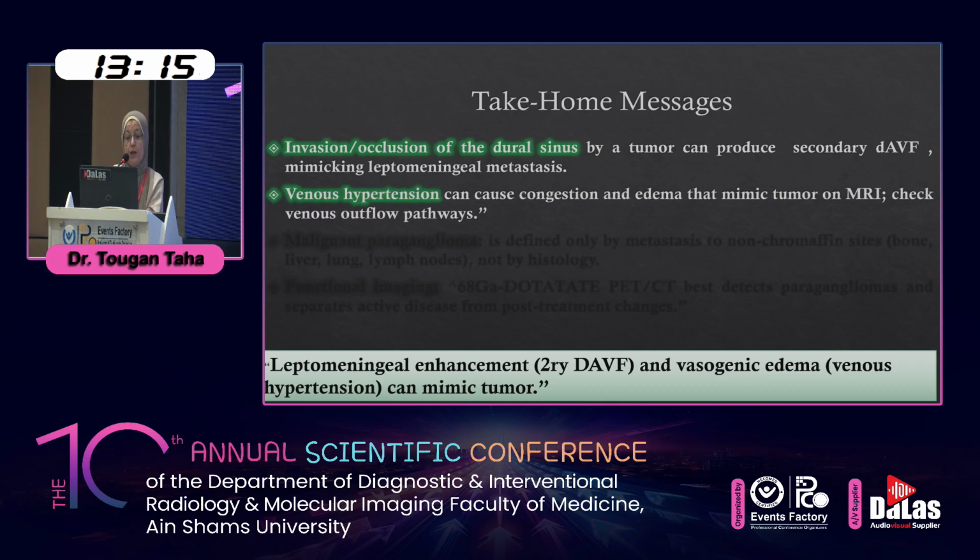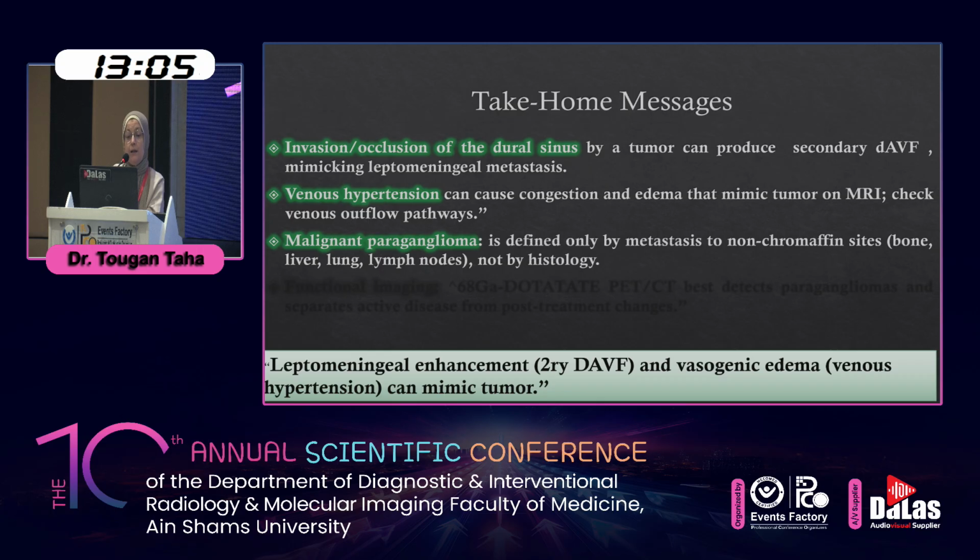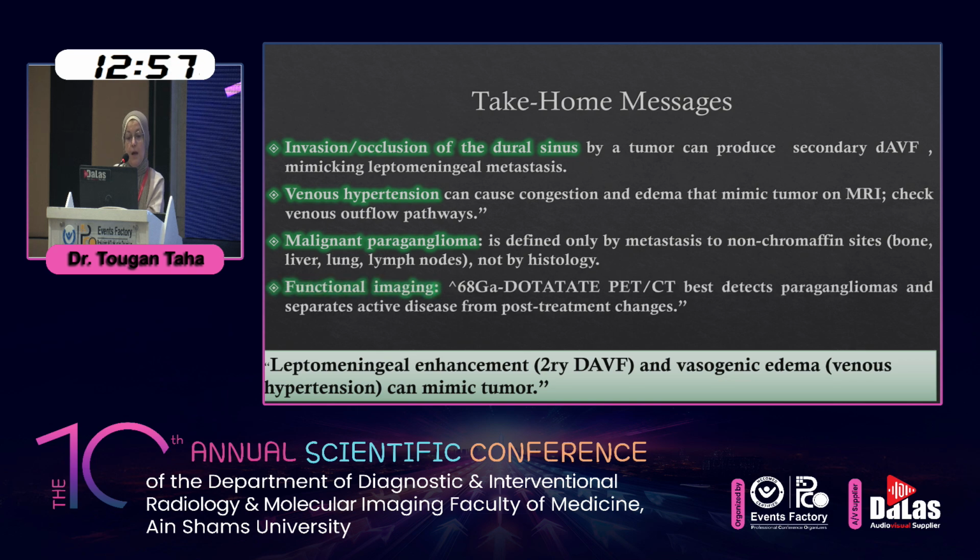Venous hypertension can cause congestion and edema that mimics tumor on MRI, so please check venous outflow pathways. Malignant paraganglioma is defined only by metastasis to non-chromaffin sites, not by histology. And gallium dotatate PET-CT best detects paragangliomas and separates active disease from post-treatment changes.